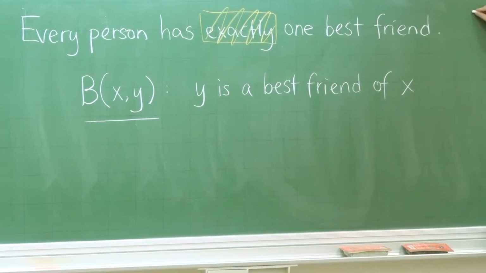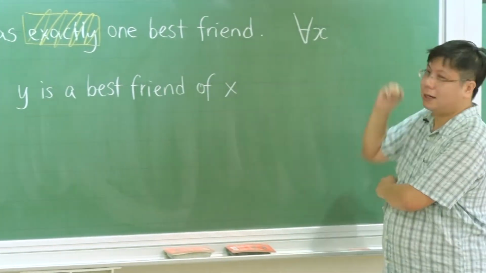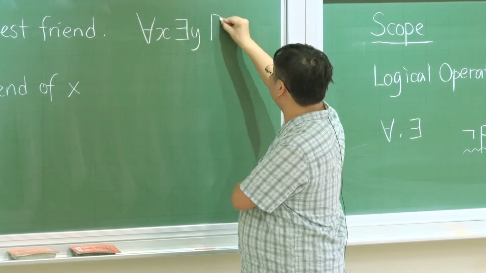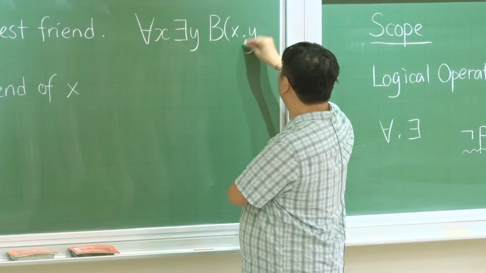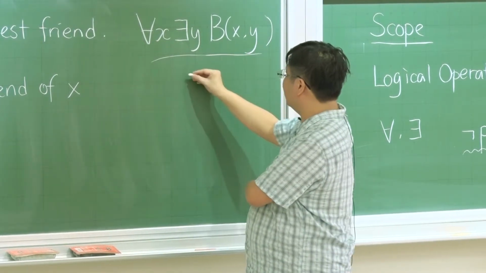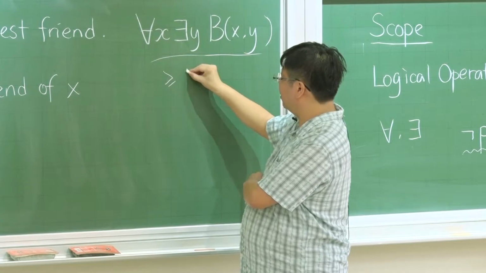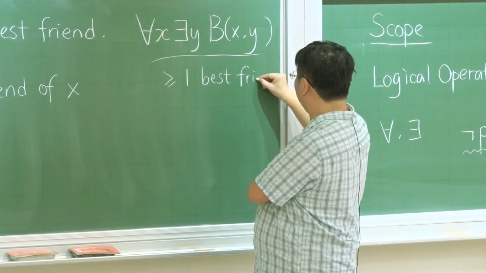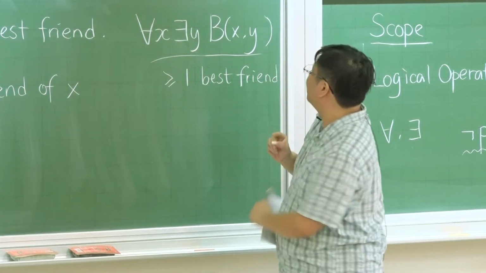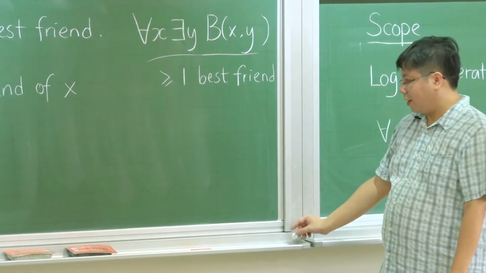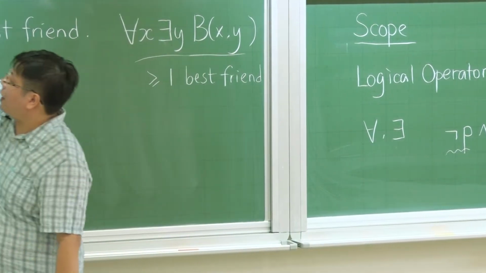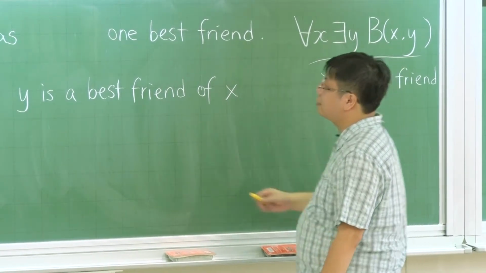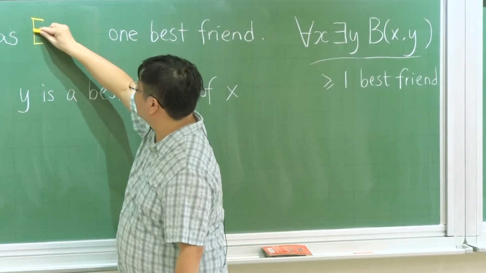So it's like for all x, we can find some y such that b(x,y). Okay, this means that there is at least one best friend for everyone. Okay, now let's add back this "exactly". How can we ensure that this is exactly one best friend? So, exactly.